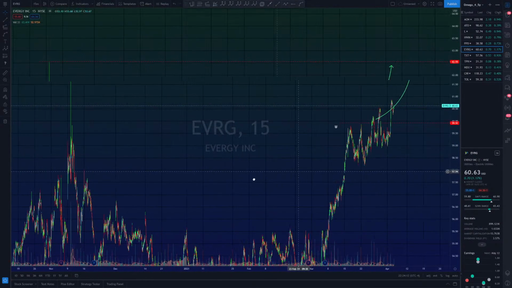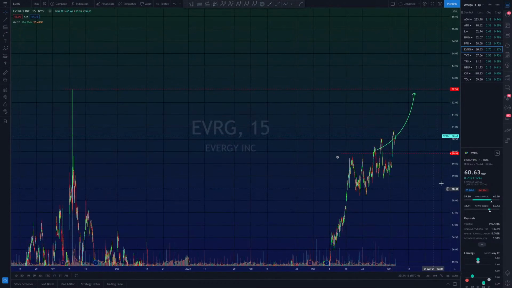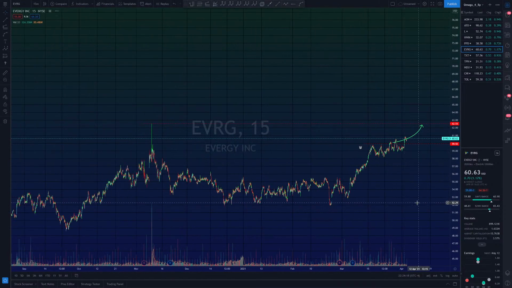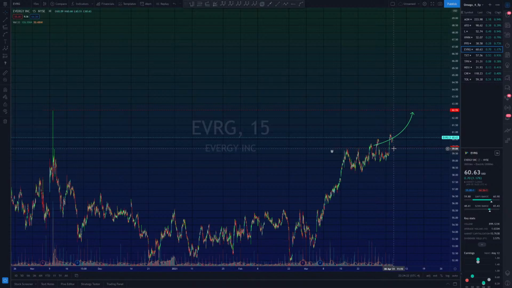EVRG, it's got this wick up to 62.50. I believe it's filling right now. This one looks like we already had it in the breakout alerts, so we should already be in this one and should be making money on it.